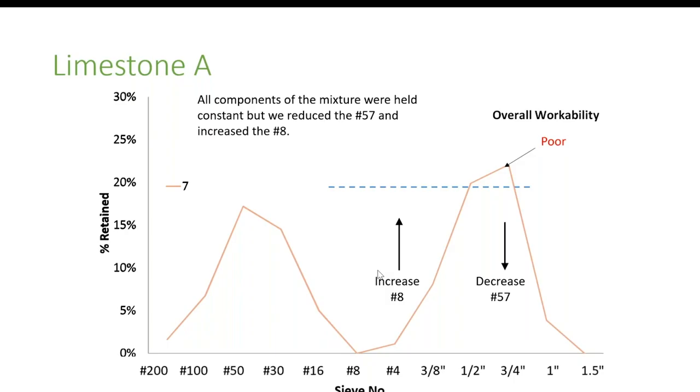That's a good Oklahoma analogy. I don't know if it works for Indiana or wherever you're at, but it works great here. So if I go down here, I got to go up someplace else. So if I'm going to drop the 57 and I'm going to increase the number 8 or the intermediate size right here. And this had a poor workability right here. Just 57 stone, poor workability.